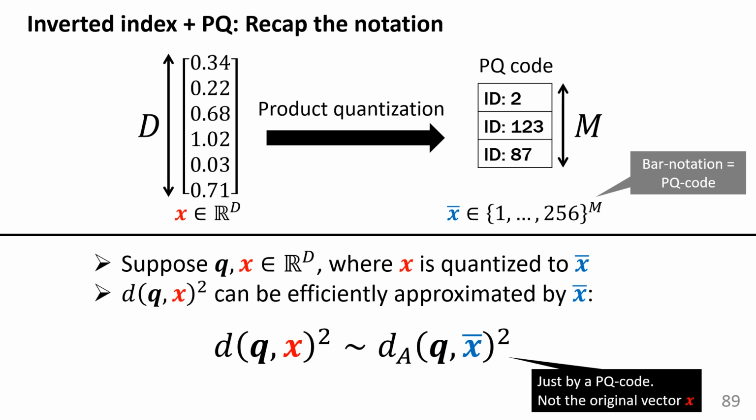Okay, so this is a recap. Please remember the original vector can be converted to a PQ code, and I use bar here. If we have Q and X is quantized to X bar, the PQ code, then our task d(q,x) can be efficiently approximated using X bar, like here. So the distance between original vectors can be approximated by the PQ code and the query. Okay, please remember this one.